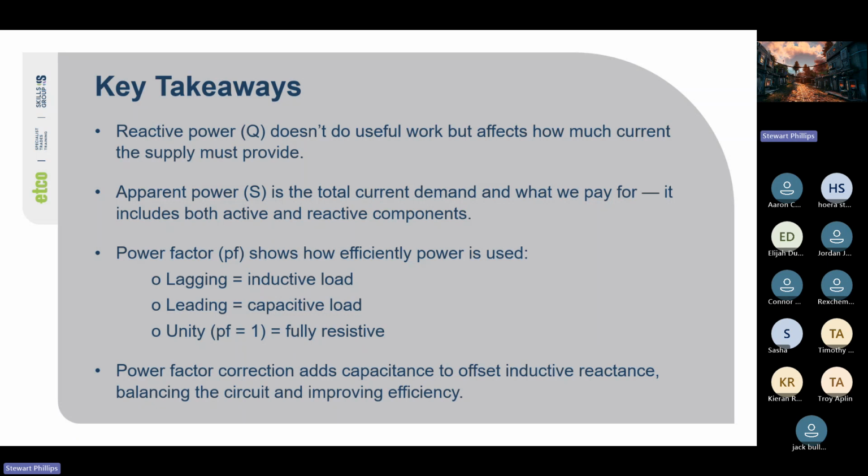So power factor correction adds capacitance or inductance to offset inductive or capacitive reactance, balancing the circuit and improving efficiency. So if we had too much inductance, we add capacitance. If we have too much capacitance, we add inductance, to a point. We don't want to take it too far that we either get resonance or we throw it even further back the other way.